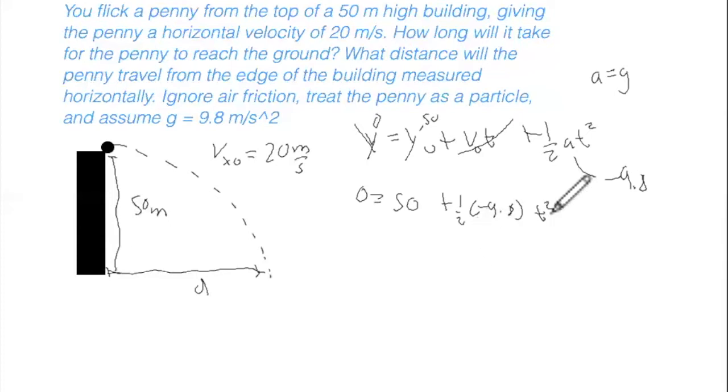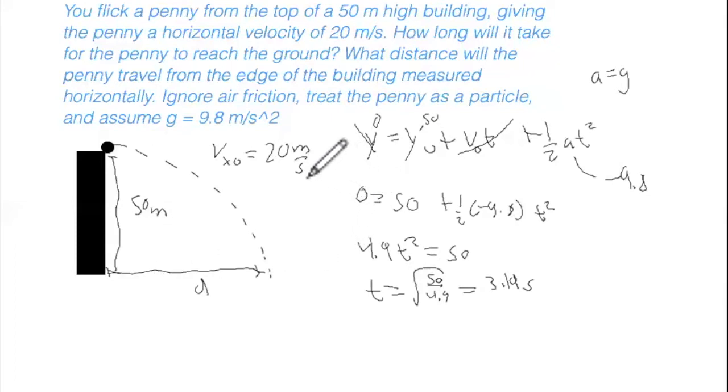So let's write our numbers out. You know, 1/2 of 9.8 is 4.9. We bring this term over to the left. You divide 50 by 4.9 and square root the whole term to get t. And you're going to get 3.19 seconds. So let's rationalize this answer. The penny is 50 meters above the ground. It's going to take 3.19 seconds for it to fall to the ground.